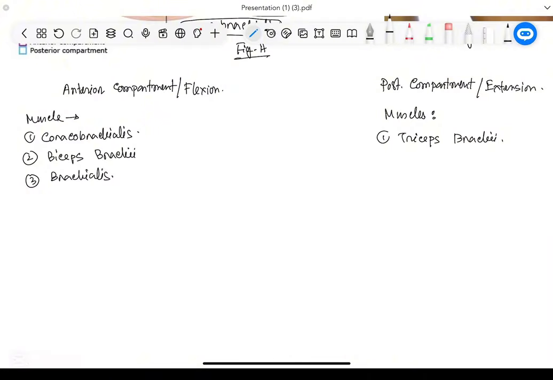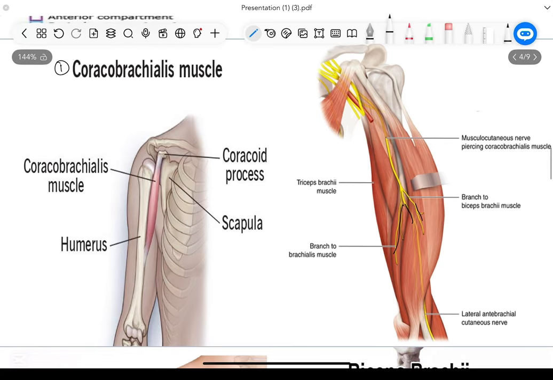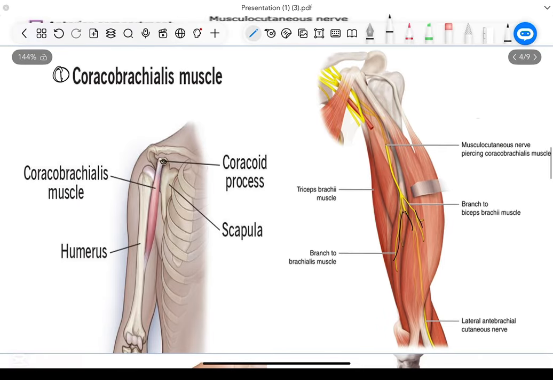After the muscles, the next question that arises is, what is their action? To know the action, it is better to see the muscle arrangement. Then the action will be a little easier. So let's see the muscles first. The first muscle you can see here is the coracobrachialis, which originates from the coracoid process of the scapula and is inserted into the middle of the shaft of the humerus, anteromedial surface.